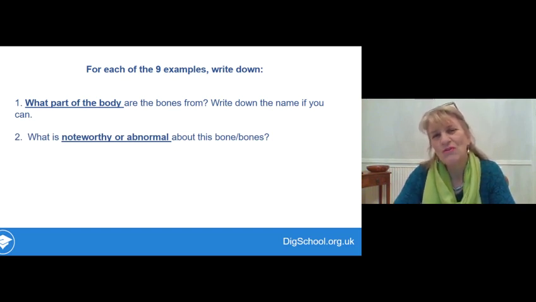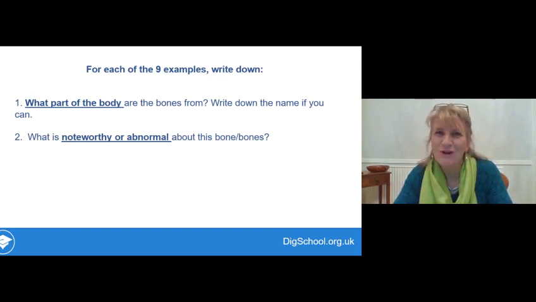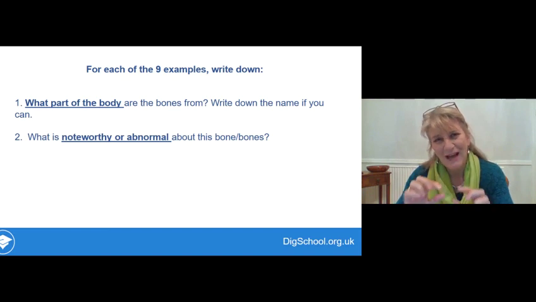Write down what you think is noteworthy or abnormal about that bone or those bones. I'll give you a chance to have a look for yourselves and see if you can spot what's a bit strange or different about it. And then I'll show you the answers to that. So as soon as you know, write that down in your booklet.